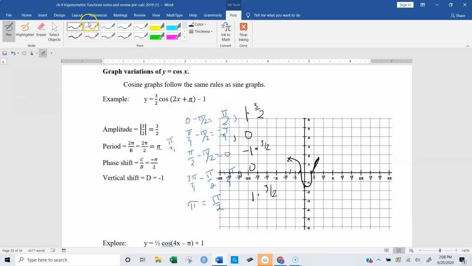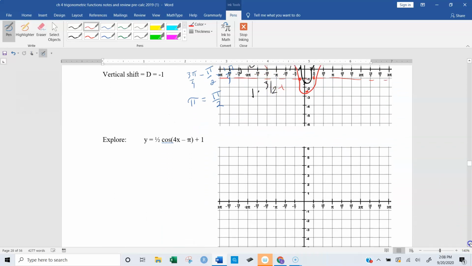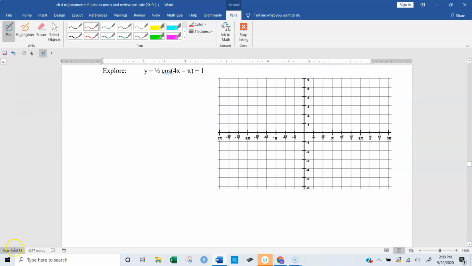Now I need to move it down negative 1. So everybody moves down here. So everybody goes down 1. And down 1. And this is your cosine graph. Of course, you could have added 1 or subtracted 1 from all of these to get where you needed to be, to get your point. Okay, pause and try yours. Let's see how you're doing.